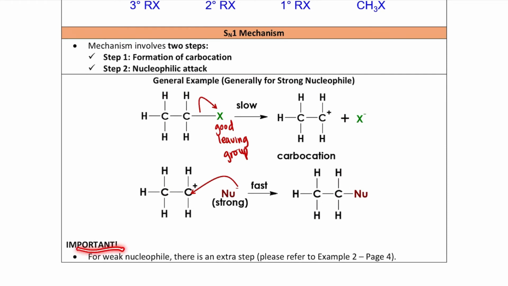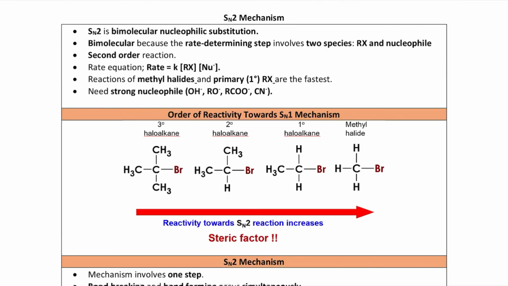Okay, and then over here important, for weak nucleophile there is an extra step. Please refer to example 2, page 4. Okay, so ini 2 step lah. Okay, tapi kalau kita guna nucleophile yang weak, okay, dia akan ada extra step lagi. Okay, nanti saya tunjuk example 2 nanti. Okay, so next kita tengok SN2 mechanism pula.